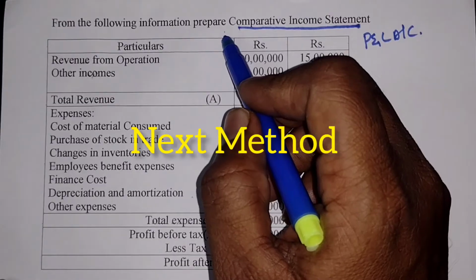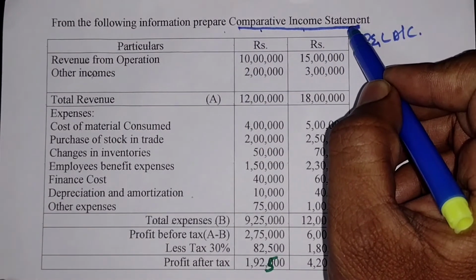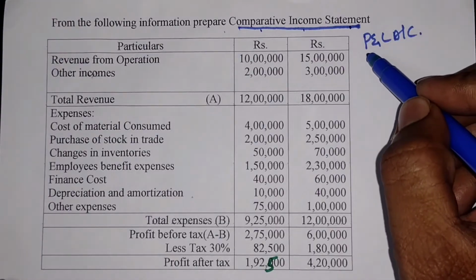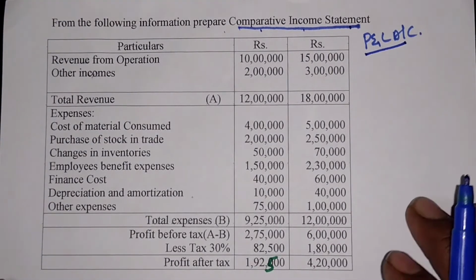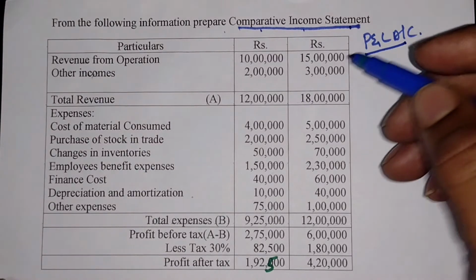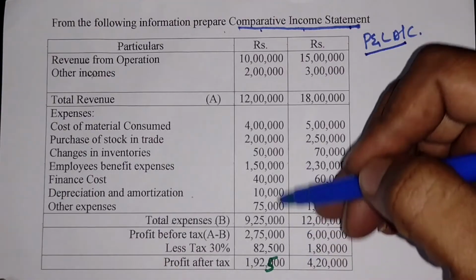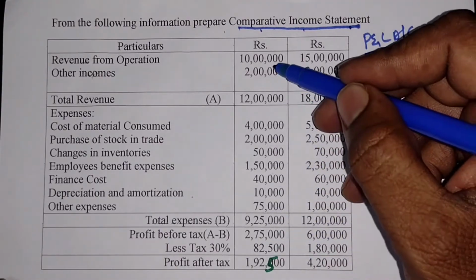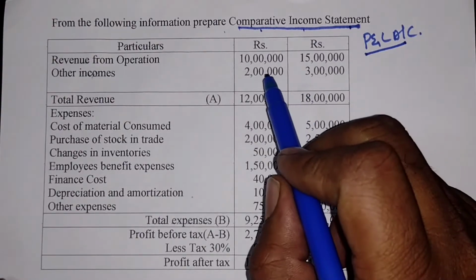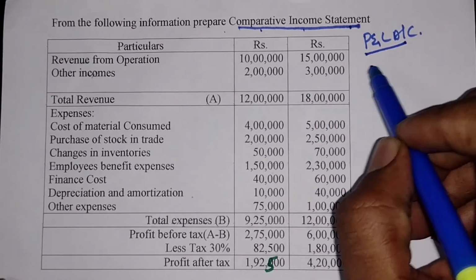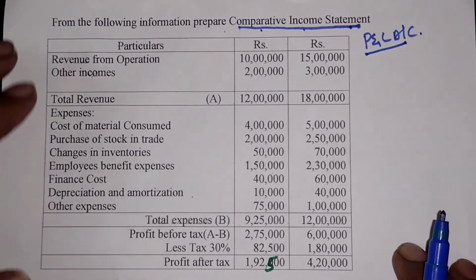Next method which I am covering is comparative income statements, that is profit and loss account. As per this problem, the income statement is provided as the direct answer. It is question and answer, it is almost equal. And how to do this problem comparatively, the comparative income statement, we need to work it out.